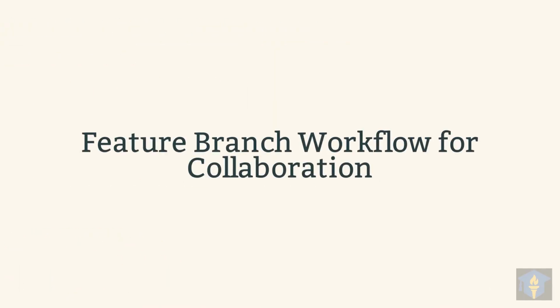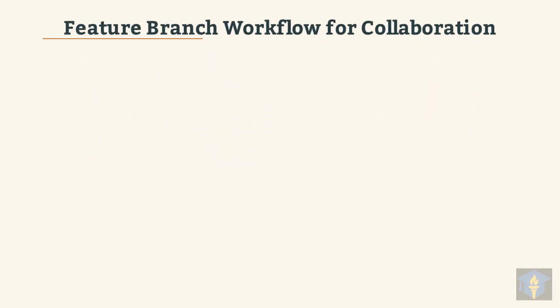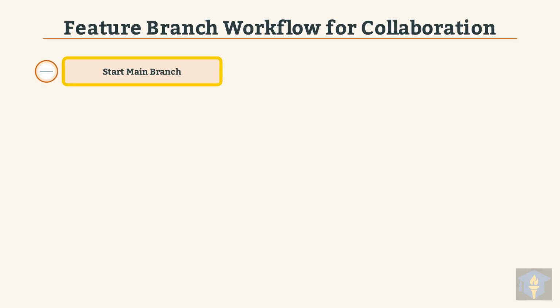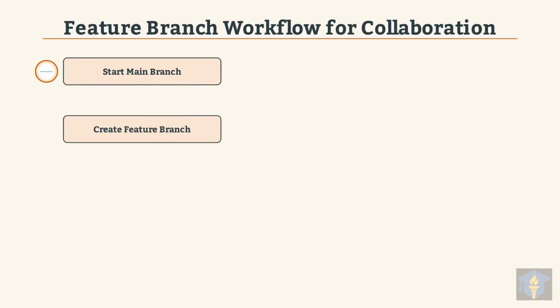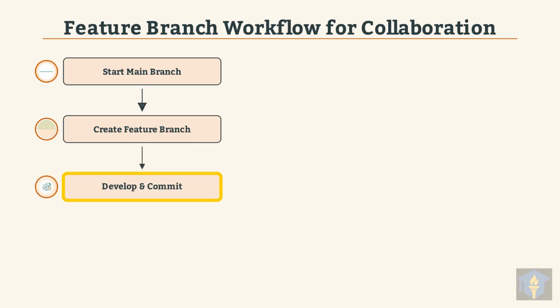Let's explore the feature branch workflow, a common and effective strategy for collaborative development in Git. The workflow begins by ensuring you are on the main branch, which represents the stable version of your project. Next, you create a dedicated feature branch for your specific task, isolating your work from the main codebase. On this feature branch, you will develop your changes and commit them regularly, saving your progress.